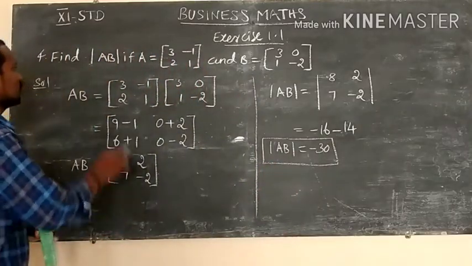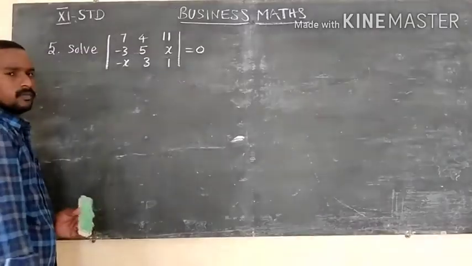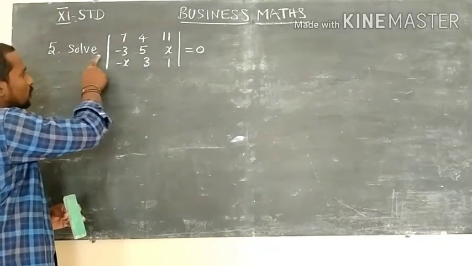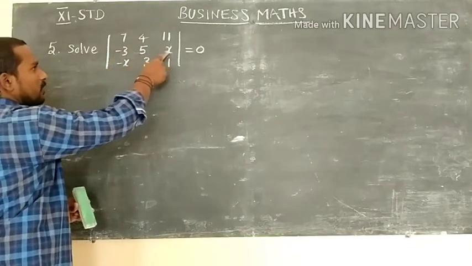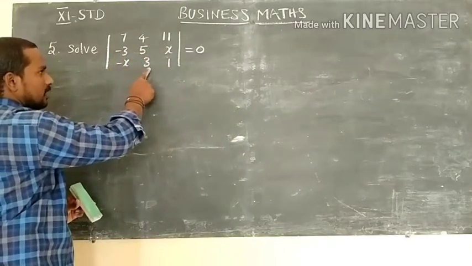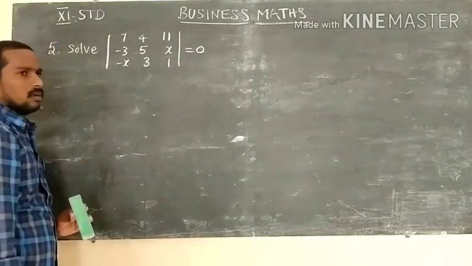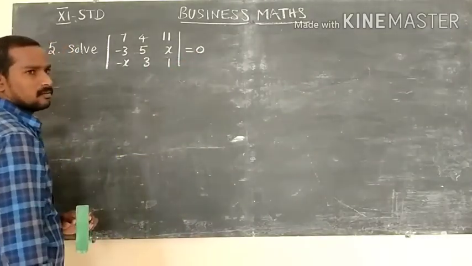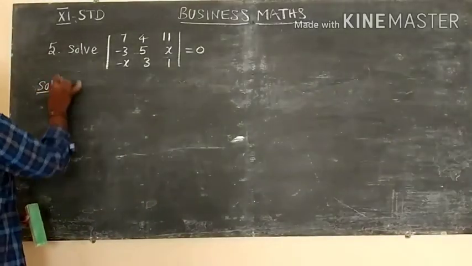That's all, the answer of the fourth question. Have you understood? Next, fifth question. Solve the determinant [7, 4, 11; -3, 5, x; -x, 3, 1] equal to 0. The determinant value equals 0. In this slide we already did the sum, the third sum. The solution, the question.